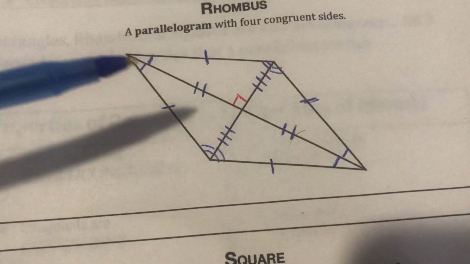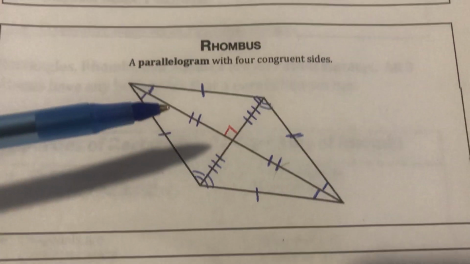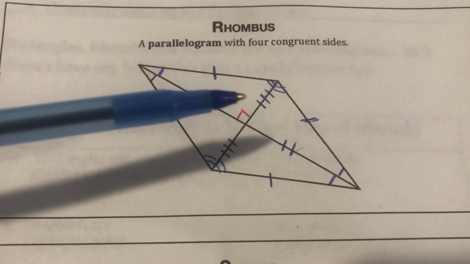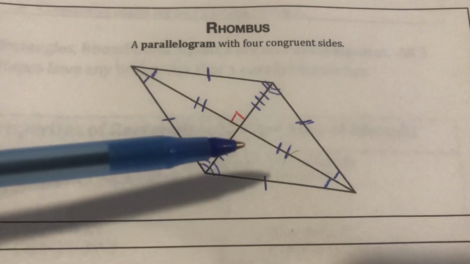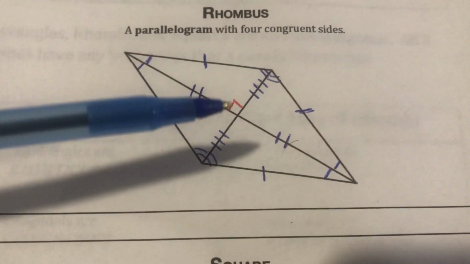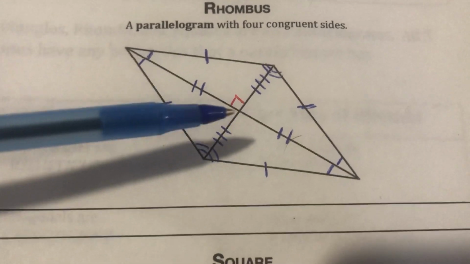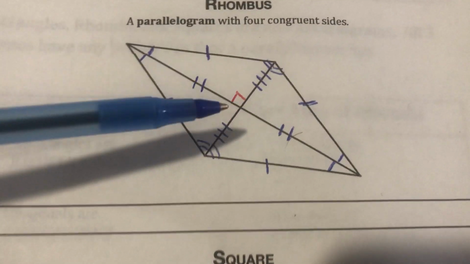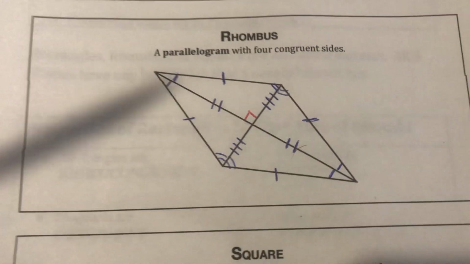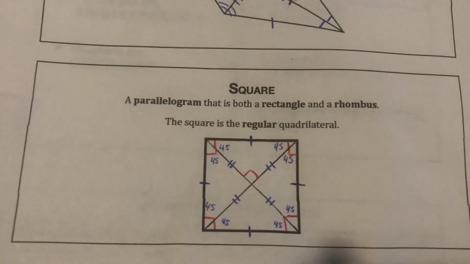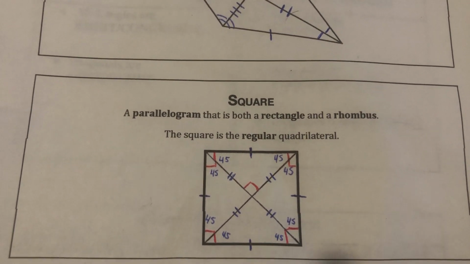The last thing I didn't mention about rhombi: the diagonals are going to be perpendicular, so you've got a right angle there. Now you really could draw in four different right angles, but I'm just going to put one there, and you can reason out the rest by vertical angles and by linear pairs. That would be 90 degrees left here. All right, so looking at squares. Now, a square is a parallelogram that is both a rectangle and a rhombus.